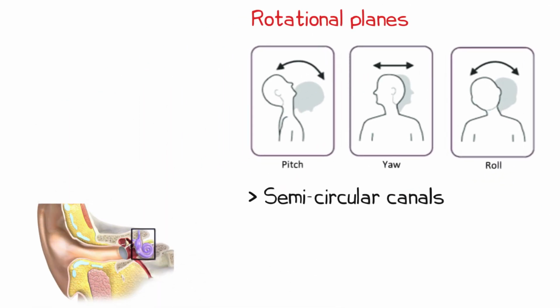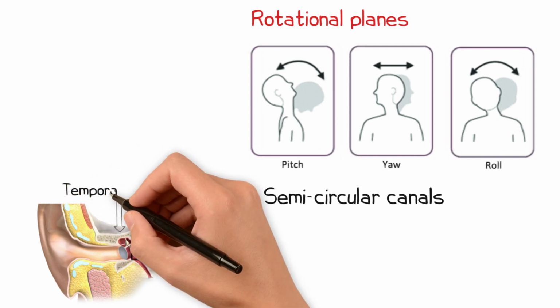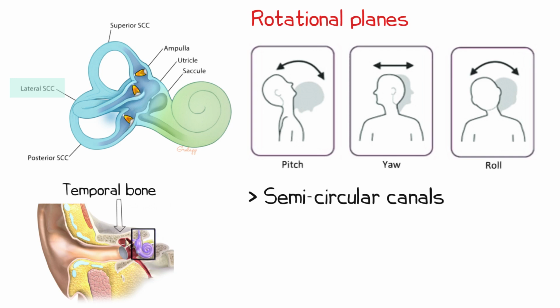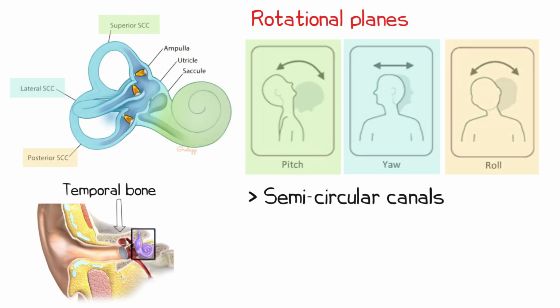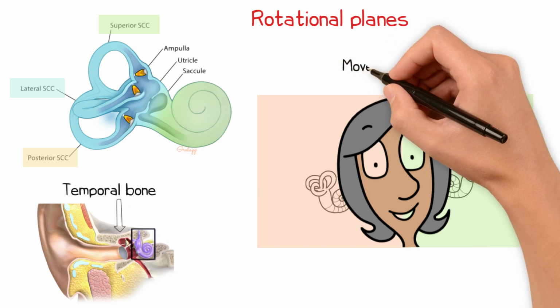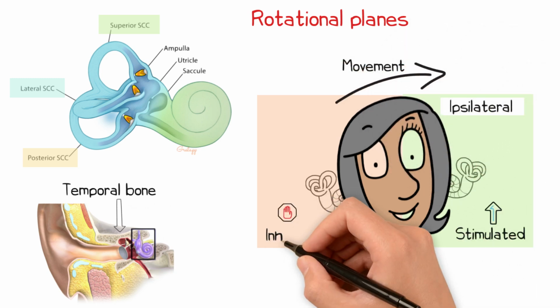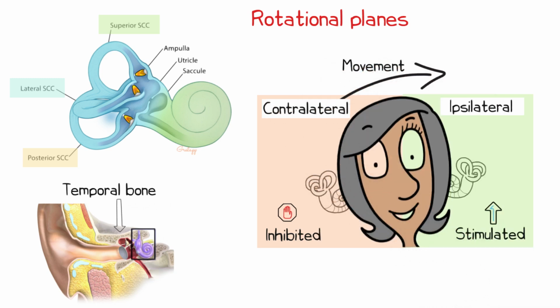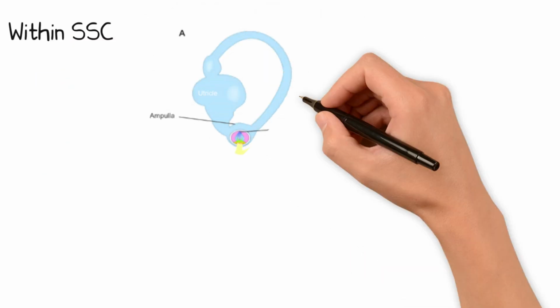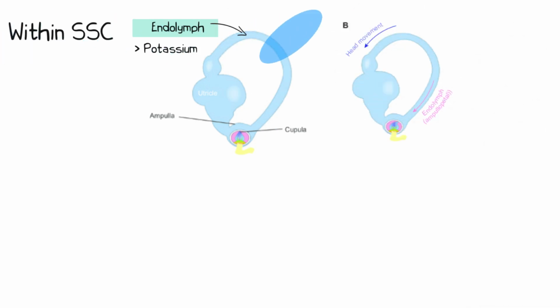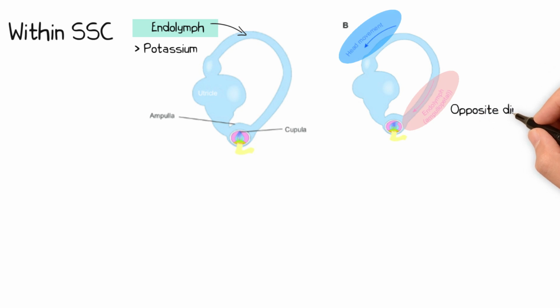The semicircular canals are oriented within the temporal bone to the planes of rotational movement. The lateral semicircular canal detects yaw, the superior pitch, and the posterior roll. As each side of the body has a separate balance organ, movements towards one side stimulate the ipsilateral canal while inhibiting the contralateral canal. Each canal is filled with a potassium-rich fluid called endolymph, and as the head moves in the plane of the canal, inertial forces cause movement of the endolymph in the opposite direction.